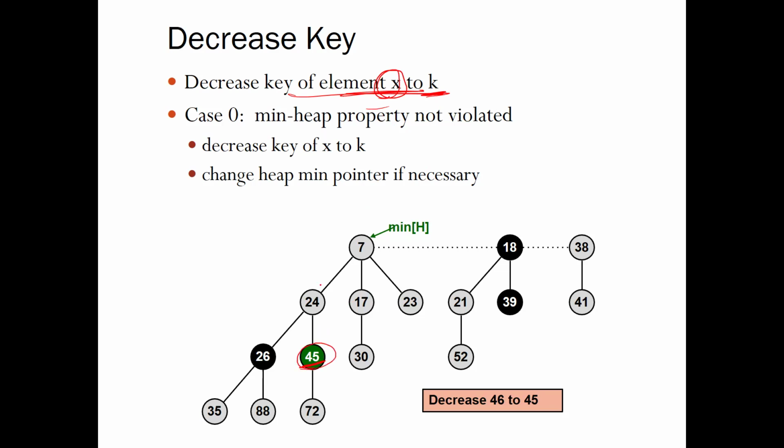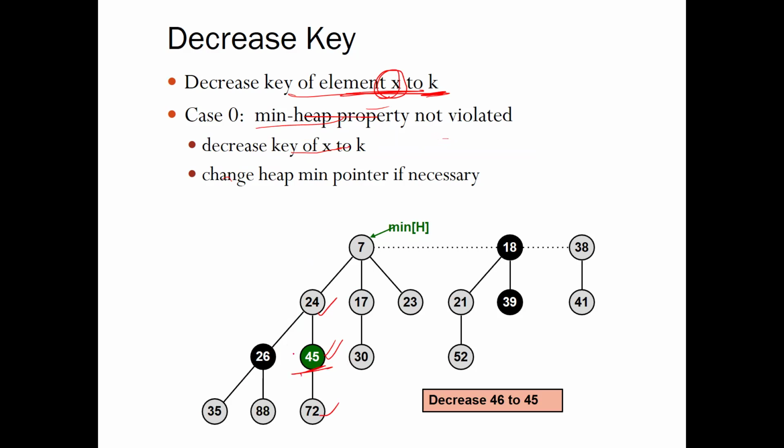Now, case 0 is about the min heap property. Suppose you decrease the value. All of you know that a heap has a property that in a min heap, the parent should be lesser than its children, right? So what happens here? It is not violated. Why? Because earlier it was 46, and this was a proper heap. Is there any violation when it comes to 45? No. 24 is still lesser than 45, and 45 is still lesser than 72. So there is no heap violation. So is there anything we have to do? No, we don't have to do anything.